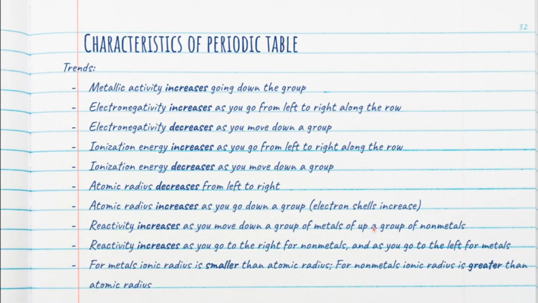The atomic radius decreases from left to right and increases as you go down a group because the electron shells increase. Reactivity increases as you move down a group of metals and up a group of nonmetals. Reactivity increases as you go to the right for nonmetals and as you go to the left for metals. For metals, the ionic radius is smaller than the atomic radius, but for nonmetals, the ionic radius is greater than the atomic radius.